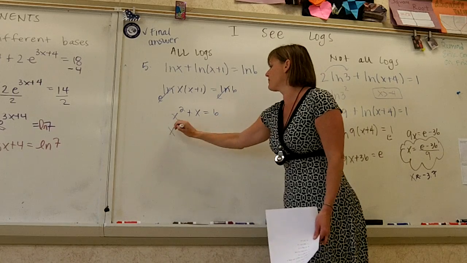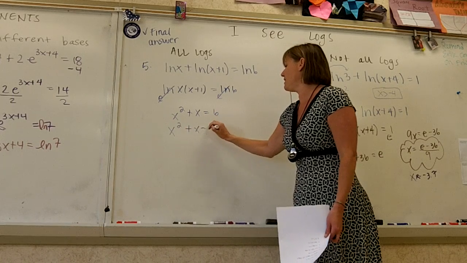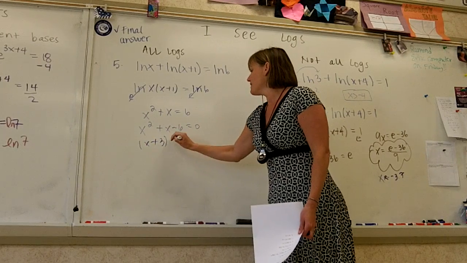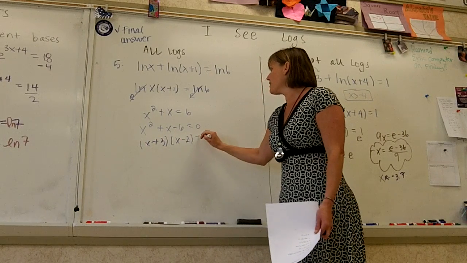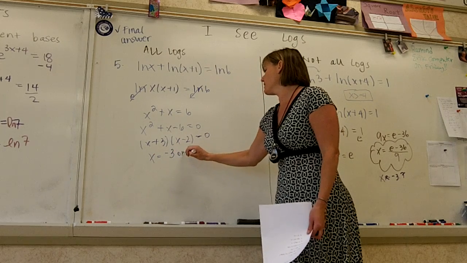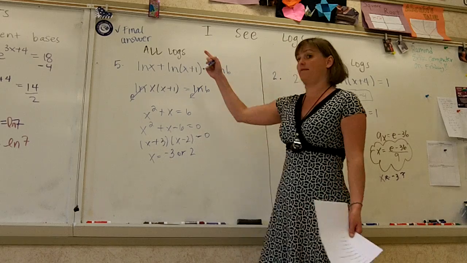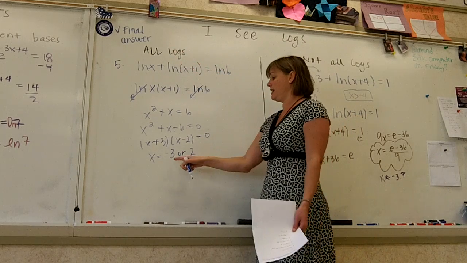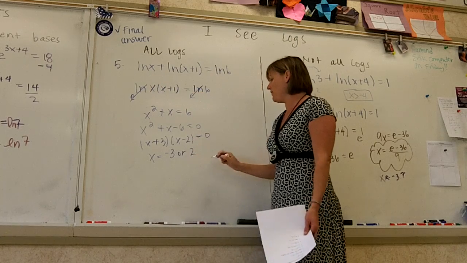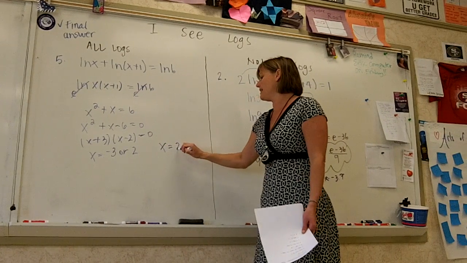This is fun. It's quadratic, so I have to factor that. So I get x plus 3 times x minus 2 equals 0. So x is either equal to negative 3 or 2. With logs, I have to check my answers. Negative 3 isn't going to work because I can't take the log of a negative number, but 2 is fine, so my only answer there is x equals 2.